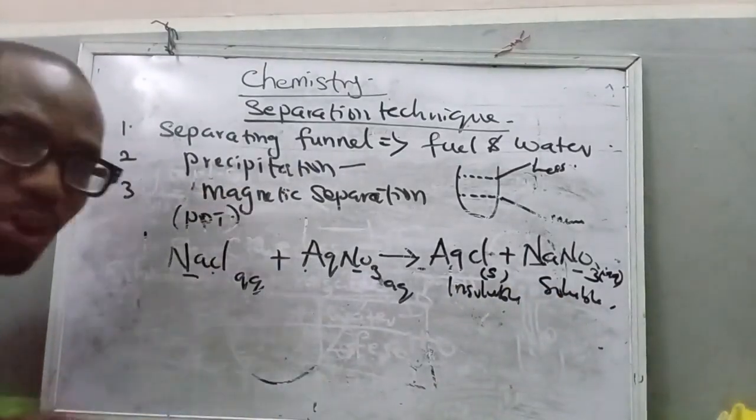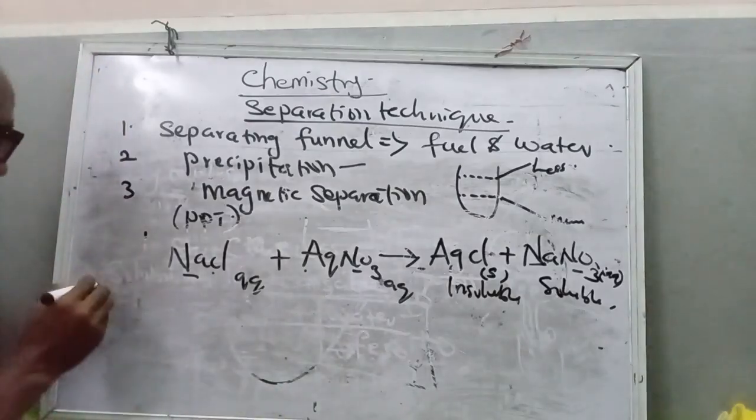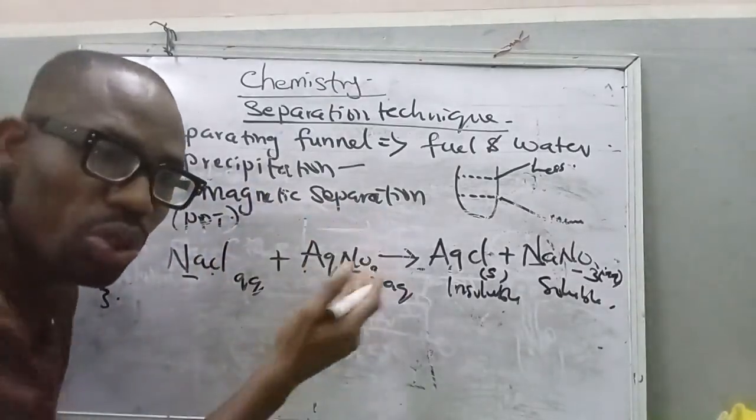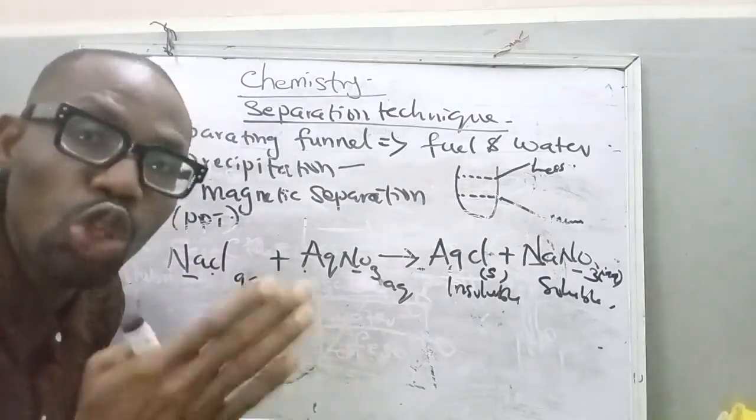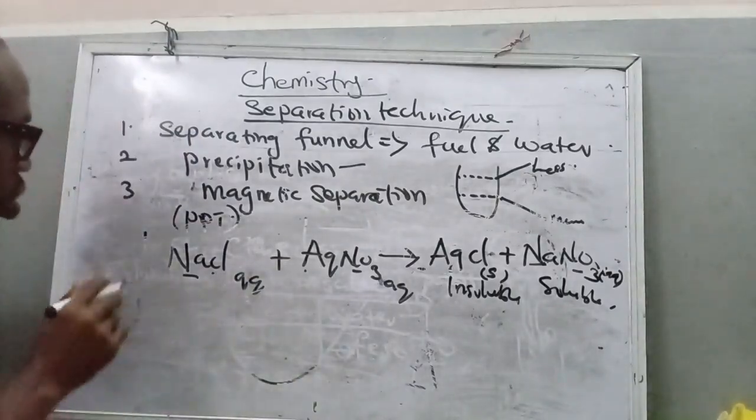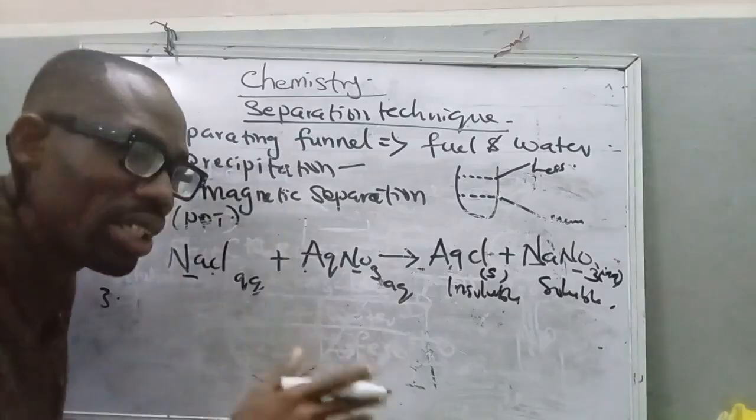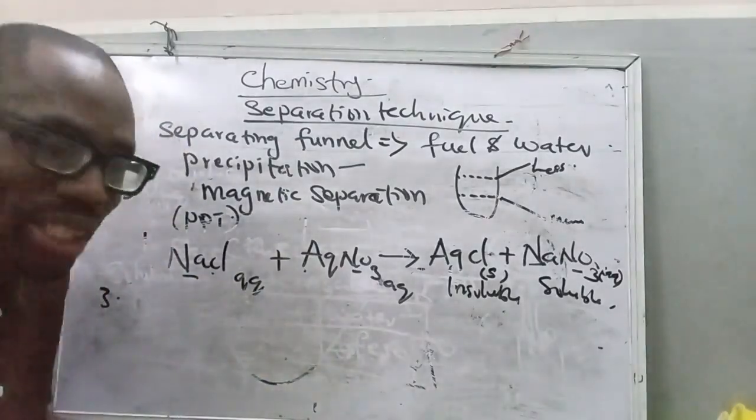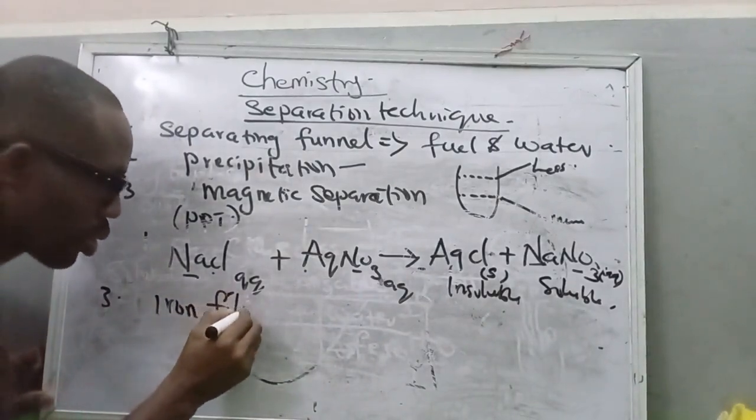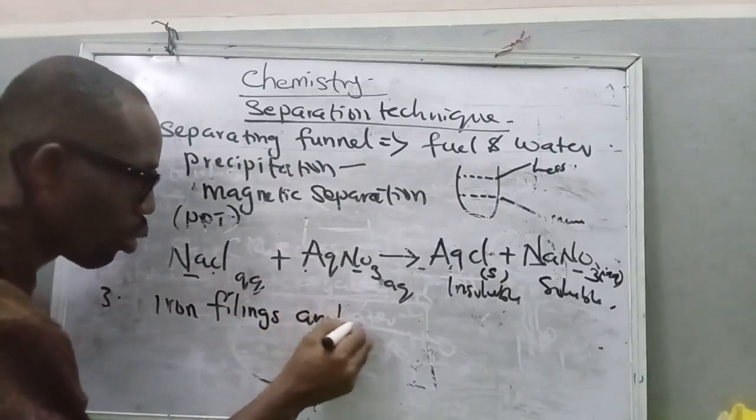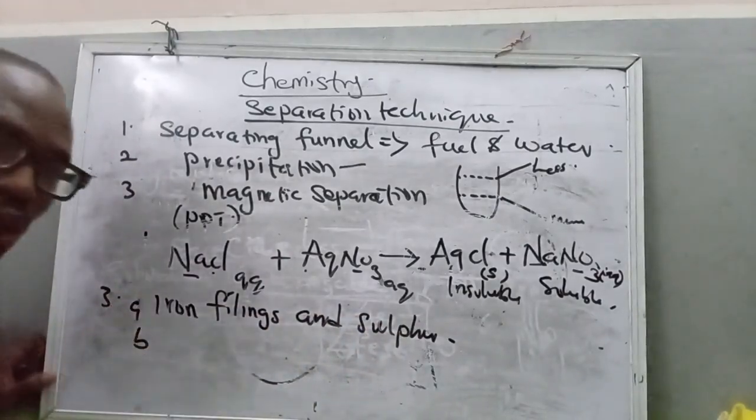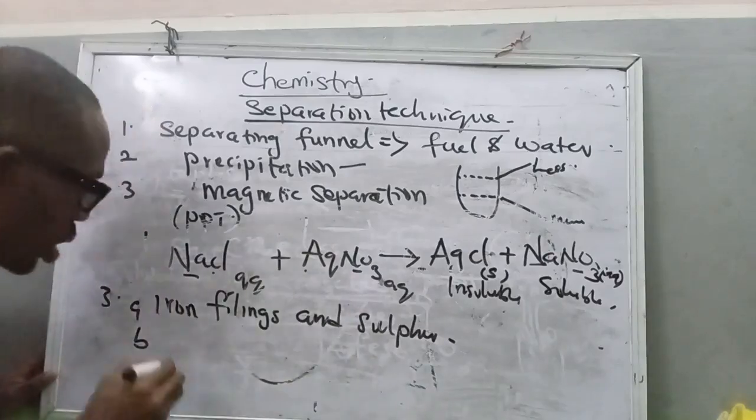The last one before we call it a day is magnetic separation, number 3. Magnetic separation is used to separate magnetic substance from non-magnetic substance. Do you understand? It's as simple and straightforward as that. An example is the separation of iron filings and sulfur. Or another example is the separation of impurities from tin ores.